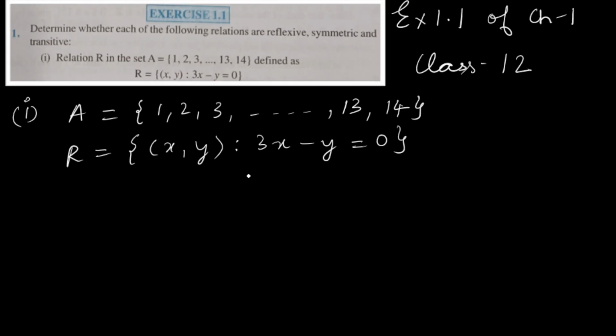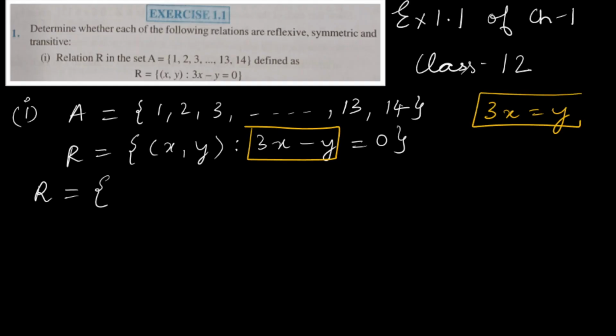Okay, so let's check now. First of all, I have to write the relation in roster form, that means I should write all the elements. Then only will I be able to check whether the given relation is reflexive, symmetric or transitive. So let's write the ordered pairs. Here one thing I will tell you: 3x minus y equals 0 actually means 3x is equal to y, or y is equal to 3x if I shift y to the other side. So these types of ordered pairs I have to find.